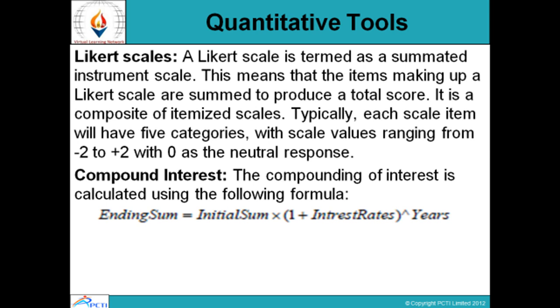Next is the Likert scale. A Likert scale is termed as a summated instrument scale. This means that the items making up a Likert scale are summed to produce a total score. It is a composite of itemized scales. Typically, each scale item will have 5 categories, with scale values ranging from -2 to +2, with 0 as a neutral response.